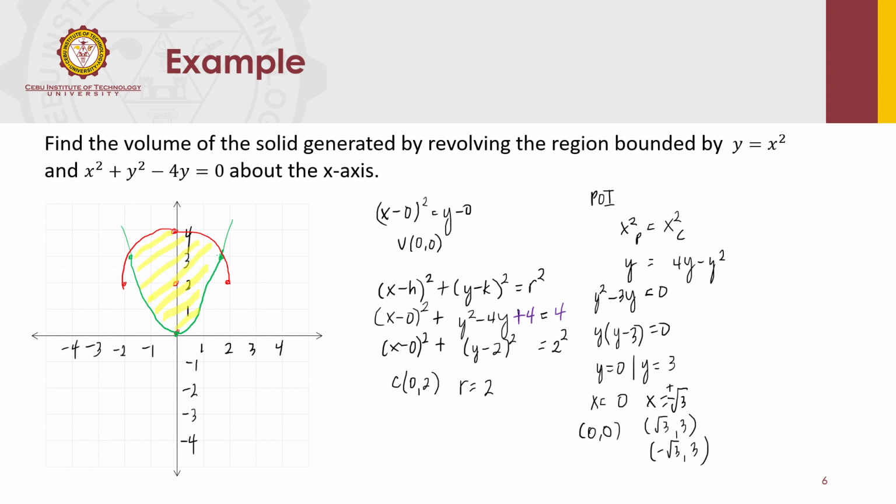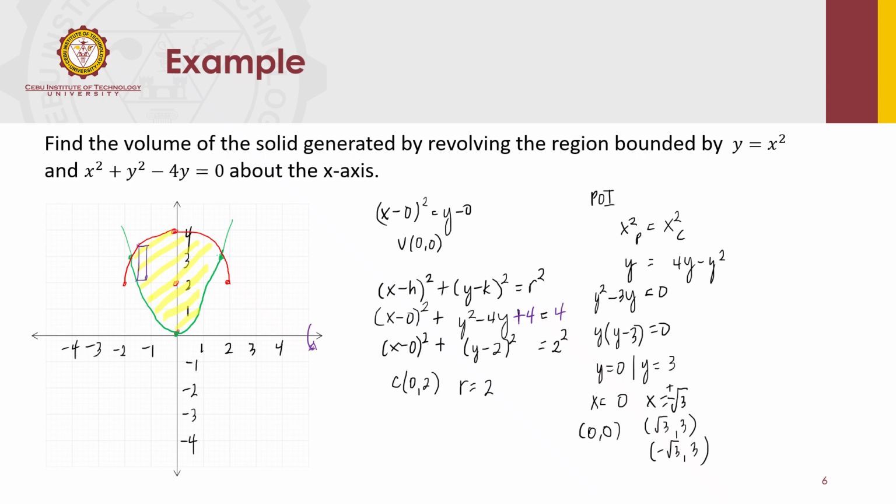Since our axis of rotation is horizontal, we must use a vertical strip. It should be perpendicular to the axis of rotation. The upper end of the strip touches the circle and the lower end touches the parabola.